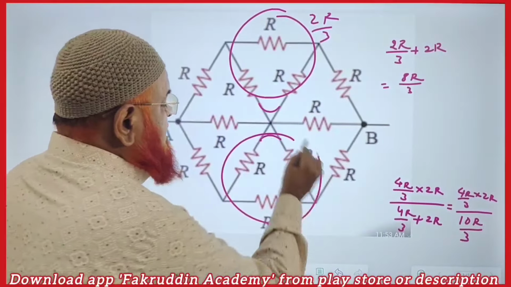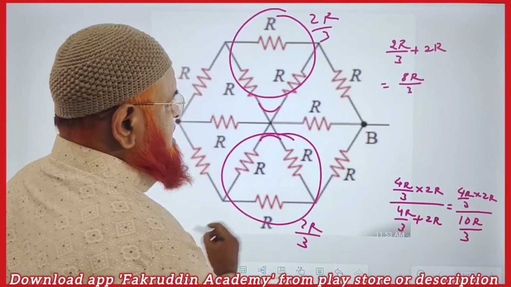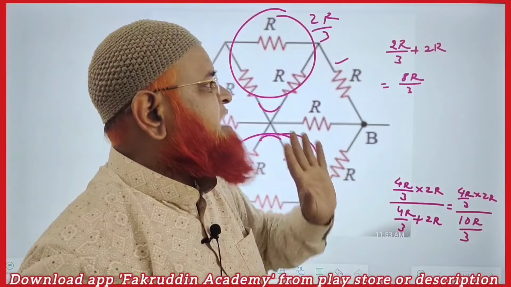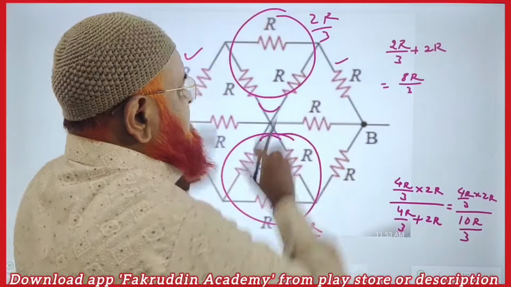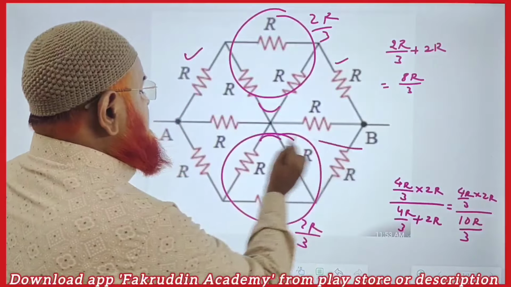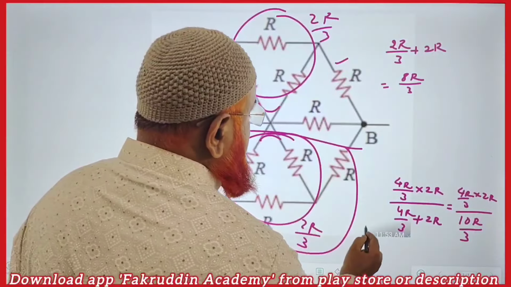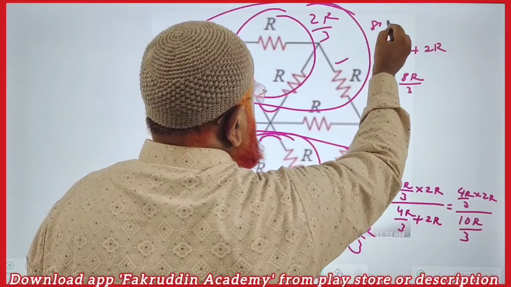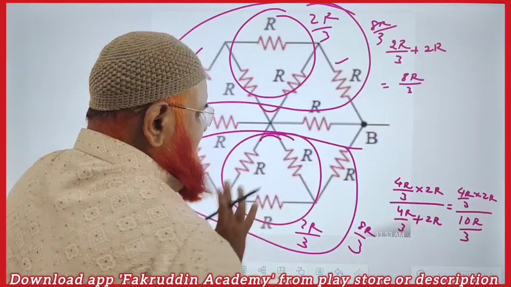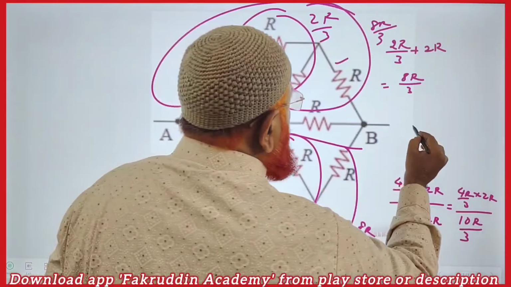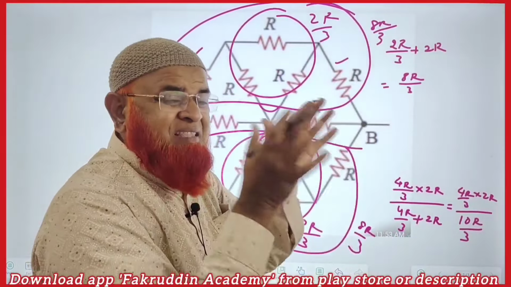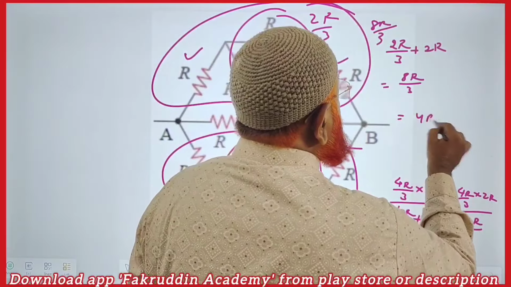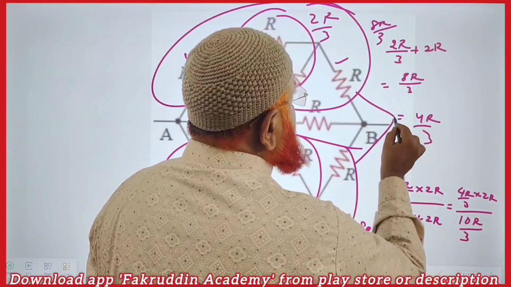Similarly, this part also gives you 2R by 3, and this is R and this is R. R plus R, 2R. So 2R by 3 plus 2R gives you 8R by 3, because these two we are adding, and they are in series. Similarly, this much part of the circuit, if you consider, is 8R by 3, and this total circuit is also 8R by 3. 8R by 3, 8R by 3, they are in parallel. So, when two resistors are in parallel and they are the same, the result will be half. That means 4R by 3. These combined together are 4R by 3.